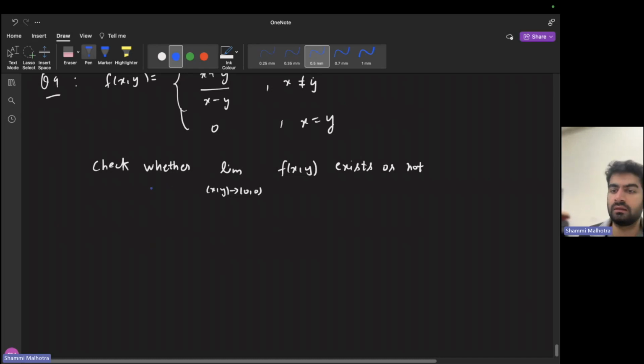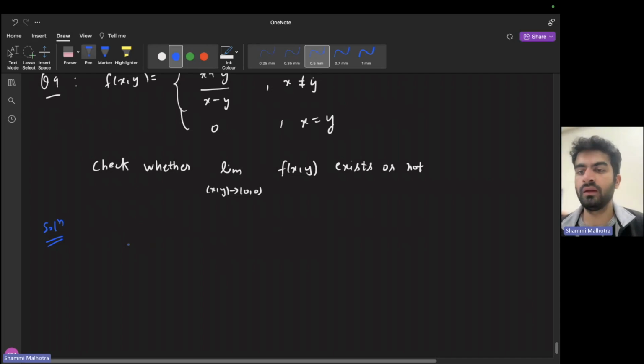So in this case, our rule of thumb actually works, and we will see that this double limit will not exist. To formally prove this, we can take paths. Basically, to approach (0, 0), we can take many paths. One of the standard paths is straight lines with different slopes. So I take y equal to mx.